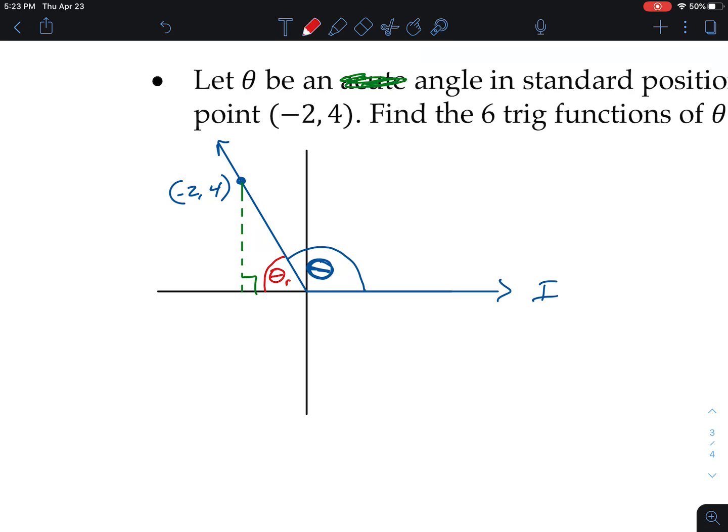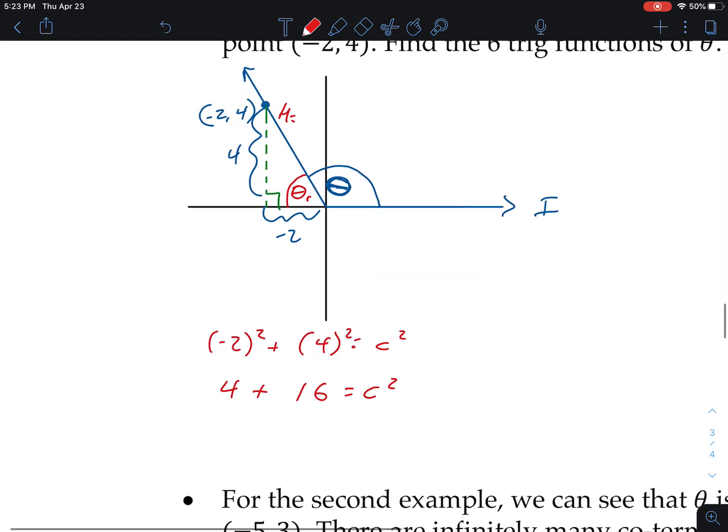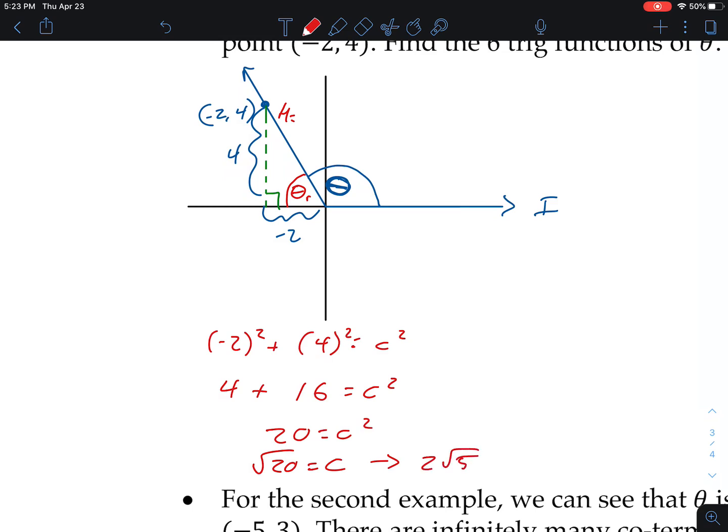Okay? All right, so what do we know? So this is still -2. That we know is -2, and this is +4. We still got to find our hypotenuse. We're going to do it the exact same way. A squared plus b squared equals c squared. 4 plus 16 is equal to c squared. 20 is equal to c squared. Radical 20 is equal to c, or you can call it 2 radical 5. And that's my hypotenuse, 2 radical 5.